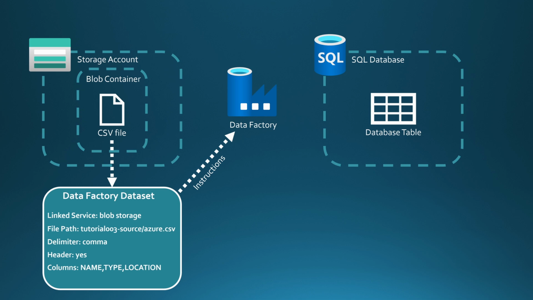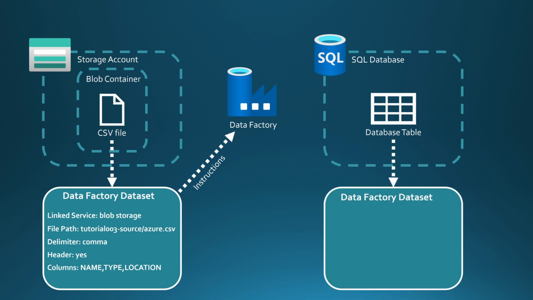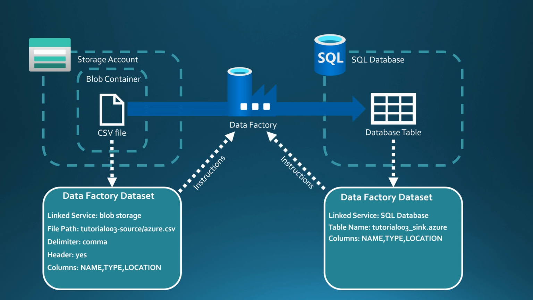Next, we have to describe the database table for the Data Factory. So we will also create a dataset for that table for the Data Factory. We need to describe the linked service. Now it's going to be SQL database. Then we have to tell the table name. And after we have given the table name, Data Factory can read the columns from the actual table. Then we can use these as an instruction for Data Factory to write that data to the database.